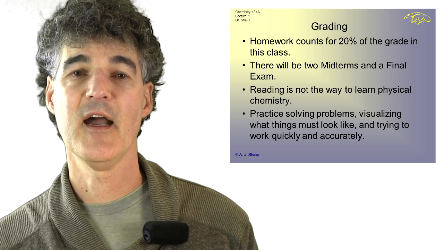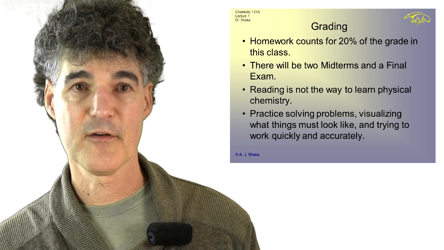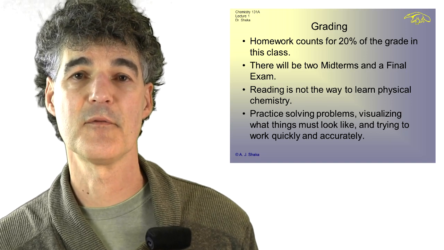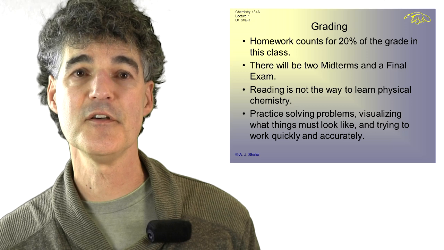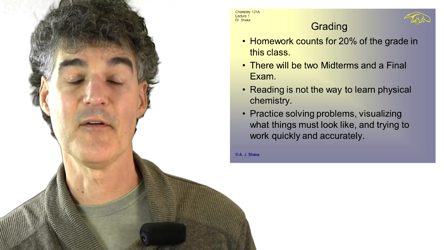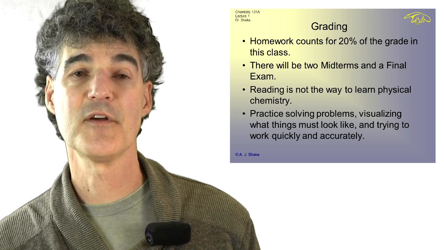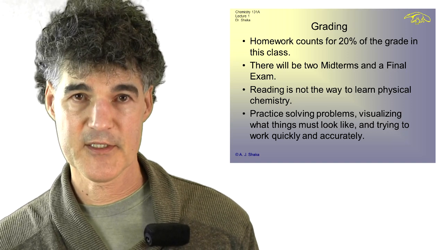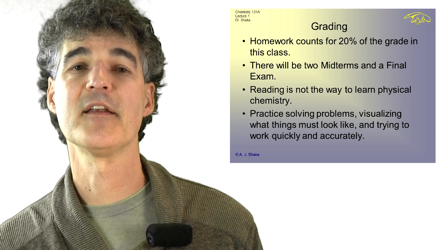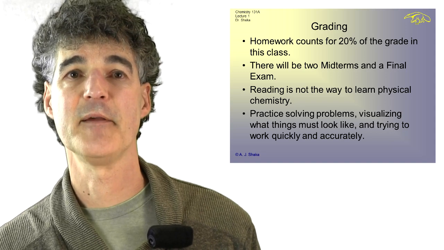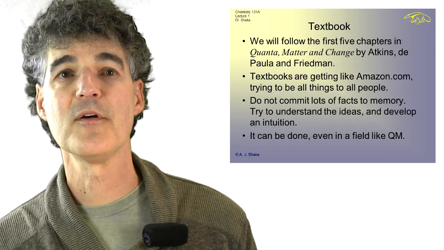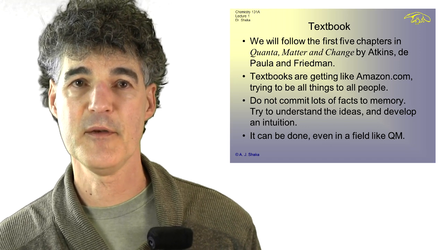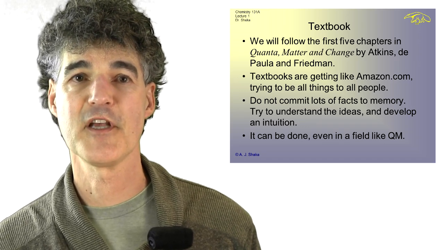And reading, I can tell you, is not the best way to learn physical chemistry. Reading in chemistry is like tying your shoes to run a race. You have to tie your shoes, but that doesn't count. It's not training. What's training in chemistry is practicing solving problems, visualizing what things look like, and trying to work quickly and accurately. The textbook we're going to use is Quanta, Matter, and Change by Atkins, de Paula, and Friedman, and we'll cover the first five chapters.